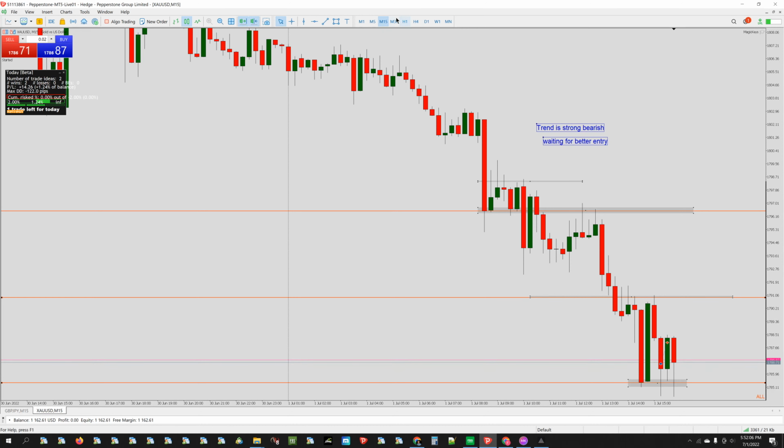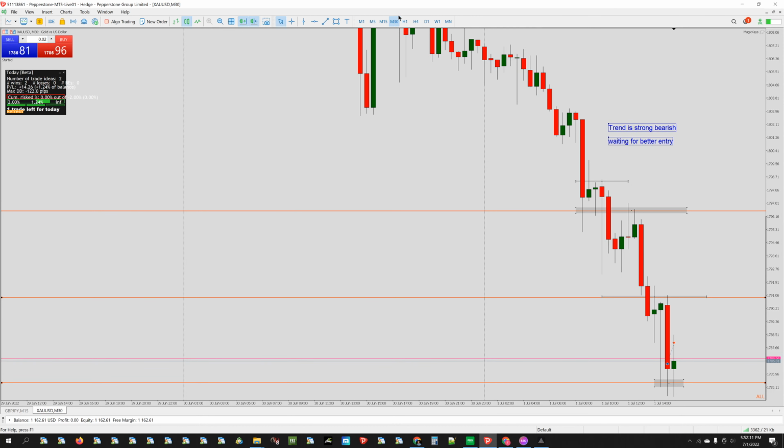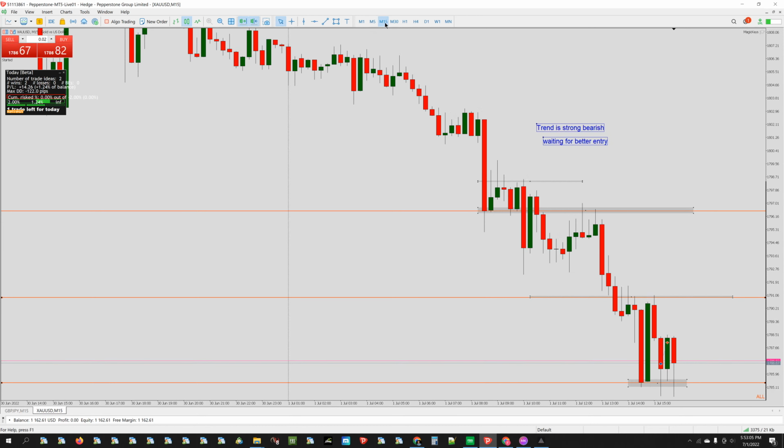I'm waiting for the hourly candle to close. The M30 candle is closing like a rejection at support, but we will see how things will go. We are waiting for the M30 candle to close.